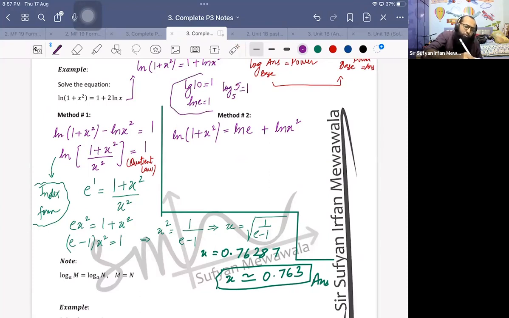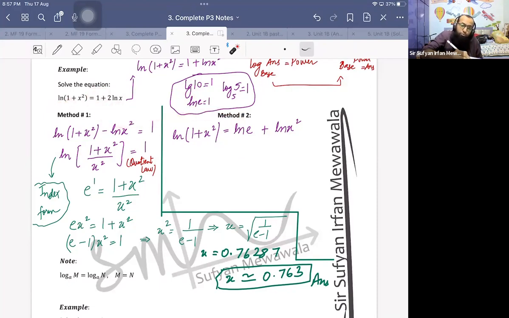So whatever the question is, usually we see lg and ln in P3 questions. If there is lg, then in place of 1, we write lg10. If there is ln, then we write ln e in place of 1. And if there is log base 5, then we write log of 5 with a base of 5 in place of 1. So over here it's ln, so we convert 1 to ln e.